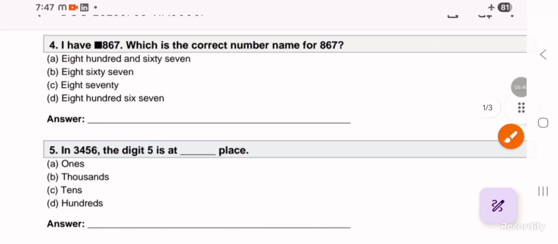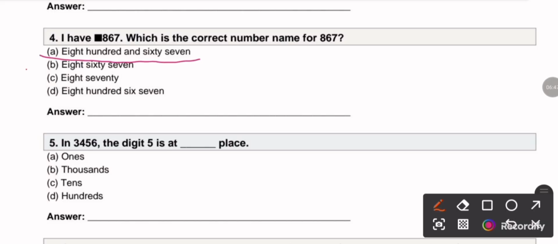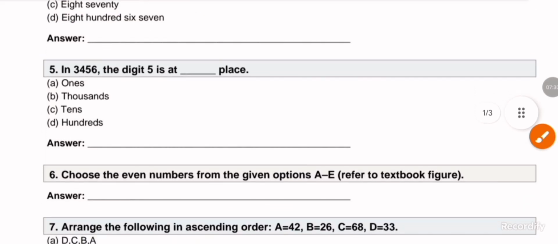See the options. First option is 861, second 867, 870, and next 867. So the first option is right. In this option there is no mention of the exact position of 8. Next, 870, no position of 8, this option doesn't show at which place 8 is present. D option, 800, here the position of 8 is shown, but next, 67, what does it mean? 67 looks like the number of a mobile phone. So the exact option is A. Go through to the next question.